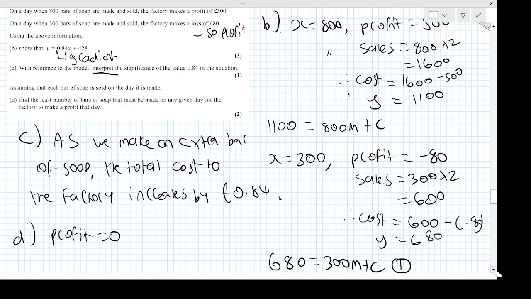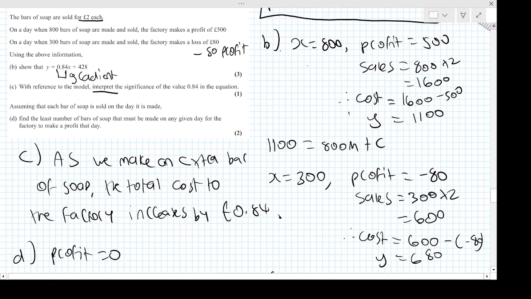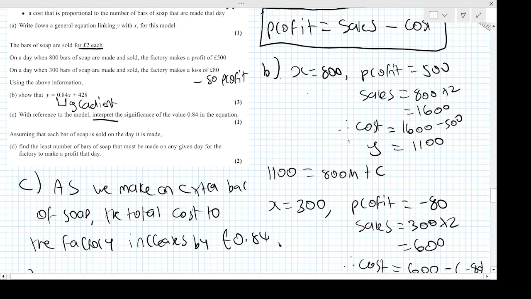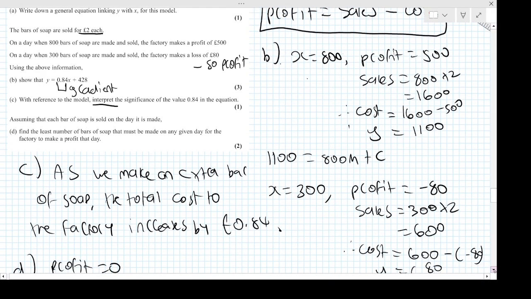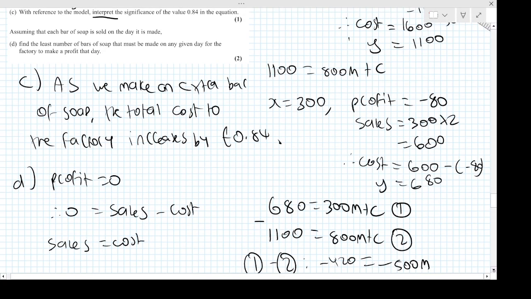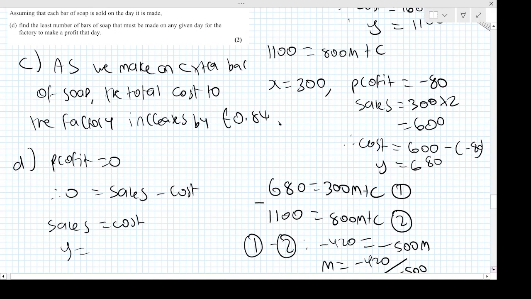Okay. So the profit is zero, but then if we relate to our formula, we need sales minus cost. Okay, so that means if profit is zero, therefore zero is sales minus cost. So that means sales is equal to cost. Okay, but how do I work out one or the other then? So cost is y. Okay, so that means y is equal to sales.